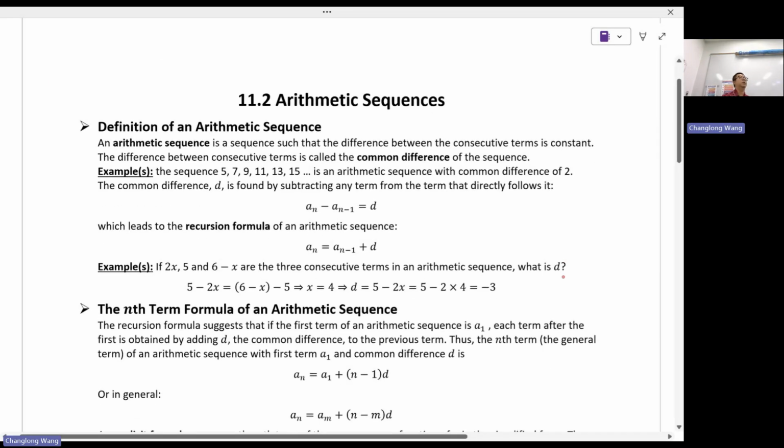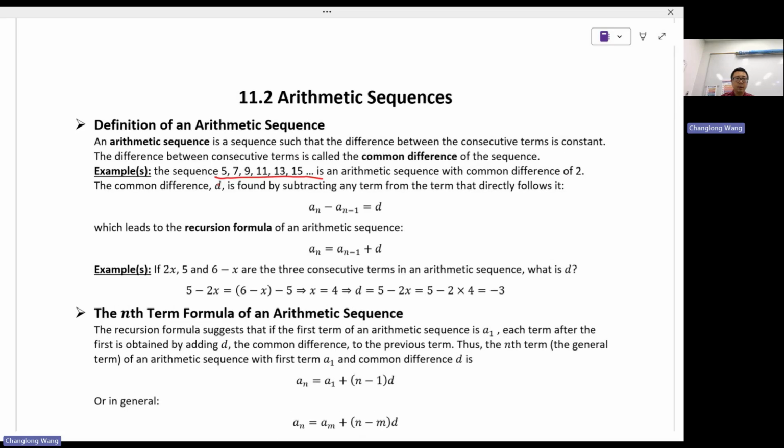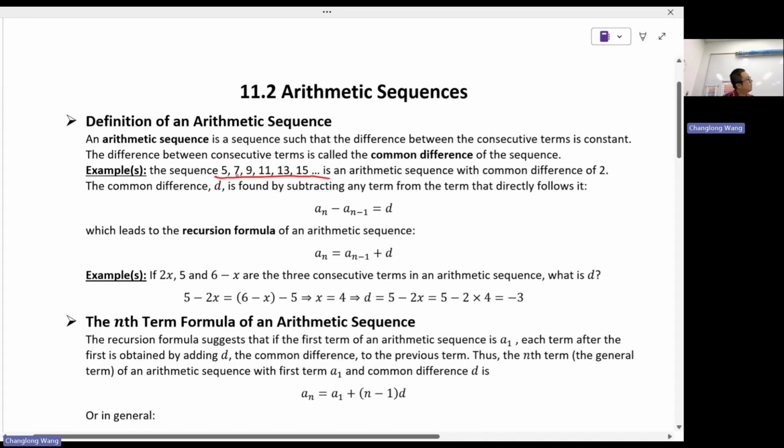Now, starting from how we define the arithmetic sequence. Let's take a look at an example, like a sequence that starts from 5, then the next term will be 7, then 9, 11. So it seems that you're just adding a constant every time to go from a term to the next one.